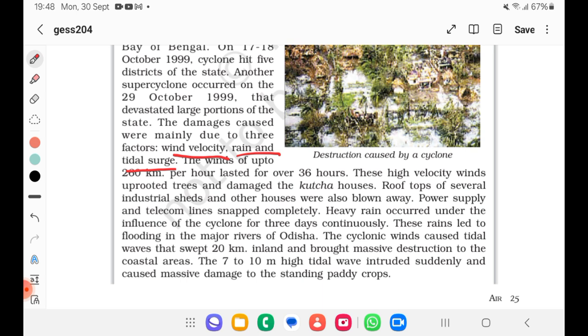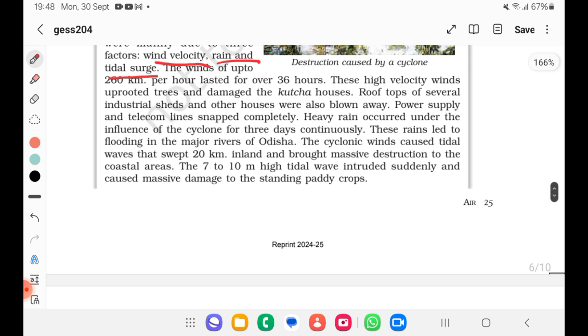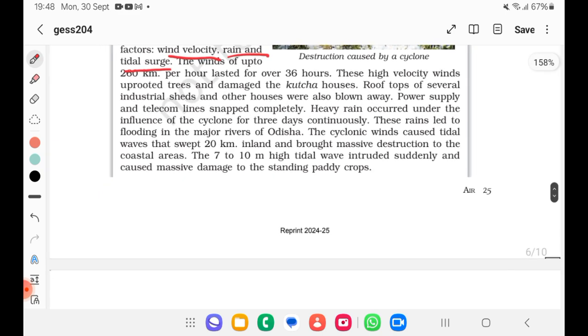Heavy rain occurred under the influence of the cyclone for 3 days continuously. These rains led to flooding in the major rivers of Odisha. The cyclonic winds caused tidal waves that swept 20 km inland and brought massive destruction to the coastal areas. The 7 to 10 meter high tidal wave intruded suddenly and caused massive damage to the standing paddy crops.